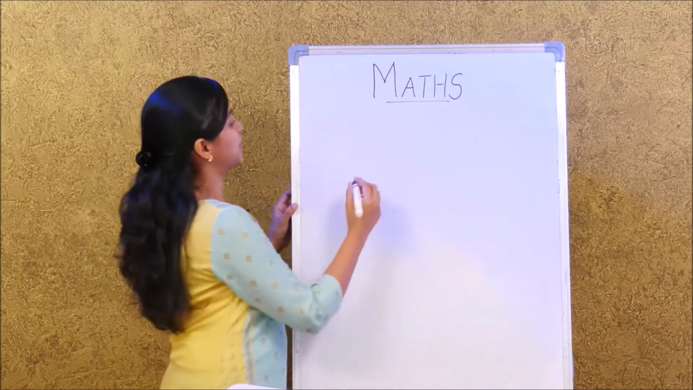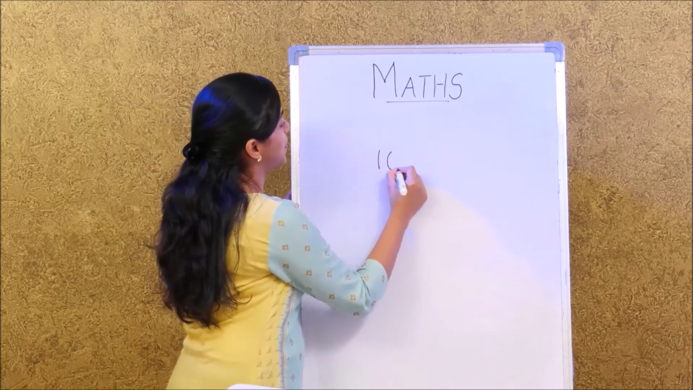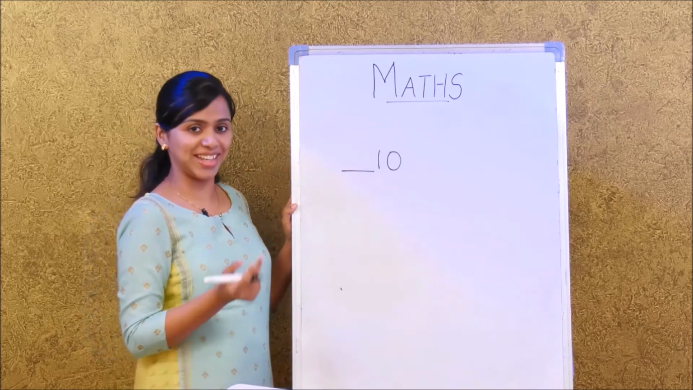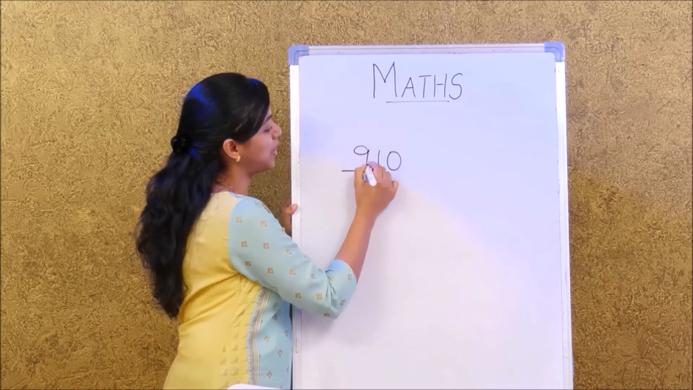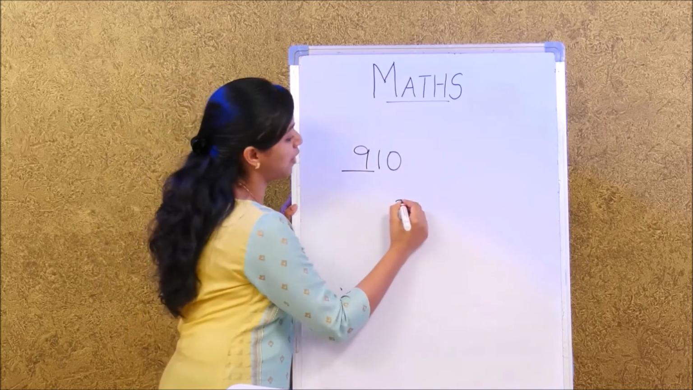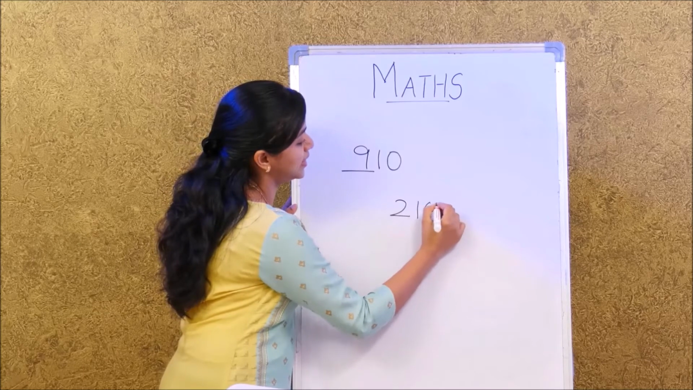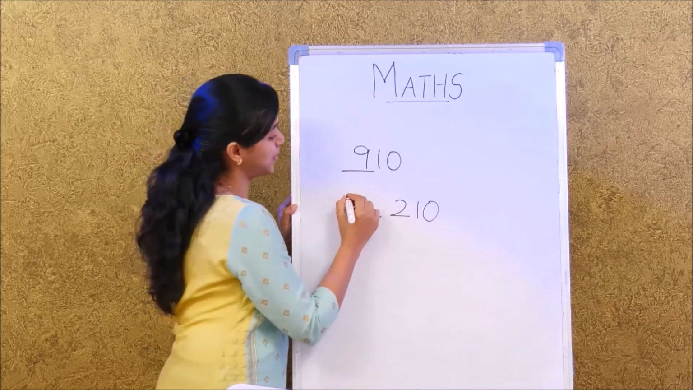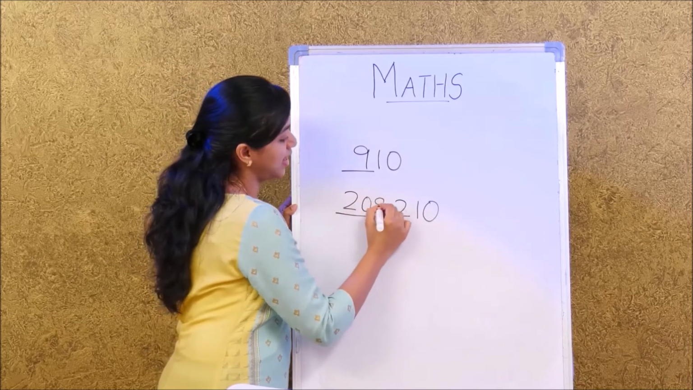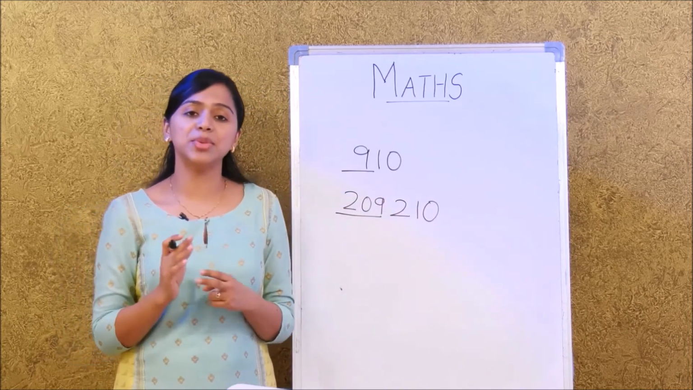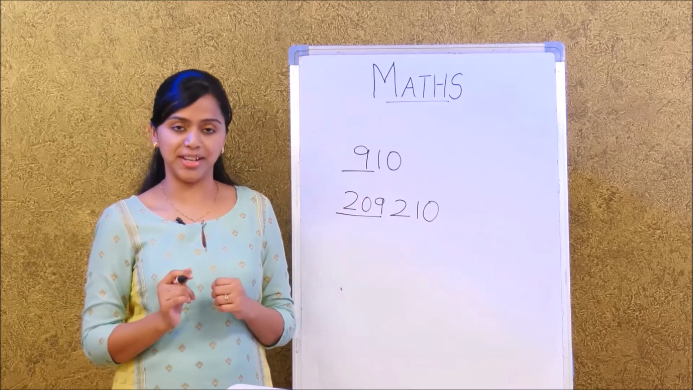Okay, I'll write a number here and you have to tell me which one comes before that. Okay? So if we have 10, can you tell me what number comes before 10? It's easy. It is 9. Very good. Now, let me give you another number. If we have 210, then which number comes before 210? It's 209. Very good.